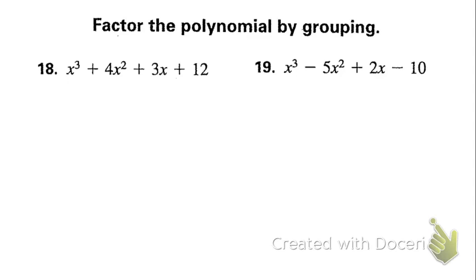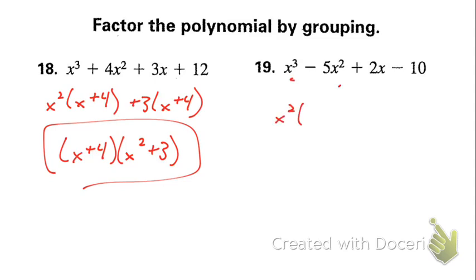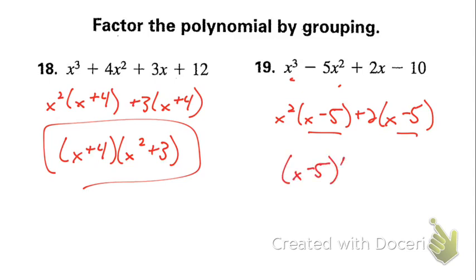All right. Now, more factoring by grouping. Let's rip through these. We'll get x squared, get x plus 4, and then plus 3, x plus 4. So I get x plus 4. When you take that out, you're left with x squared plus 3. Done. Here, I'm going to take out an x squared. I'm left with x minus 5. Here, I'm going to take out a 2. I'm still left with x minus 5. So when you factor those out, x minus 5, you're left with x squared plus 2.